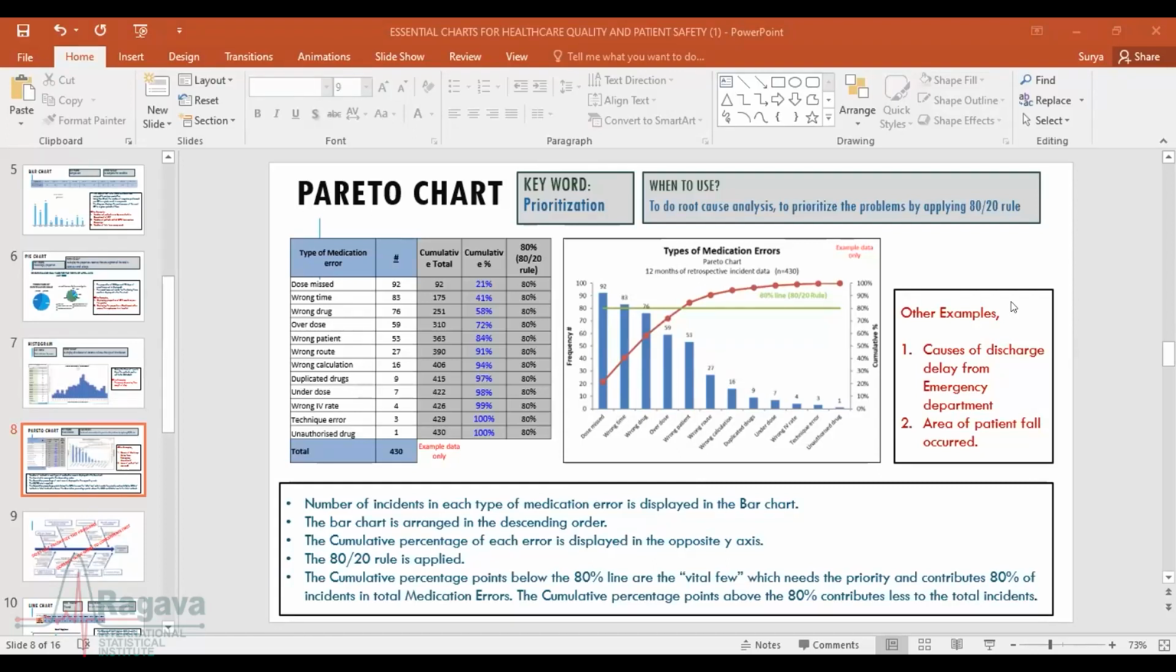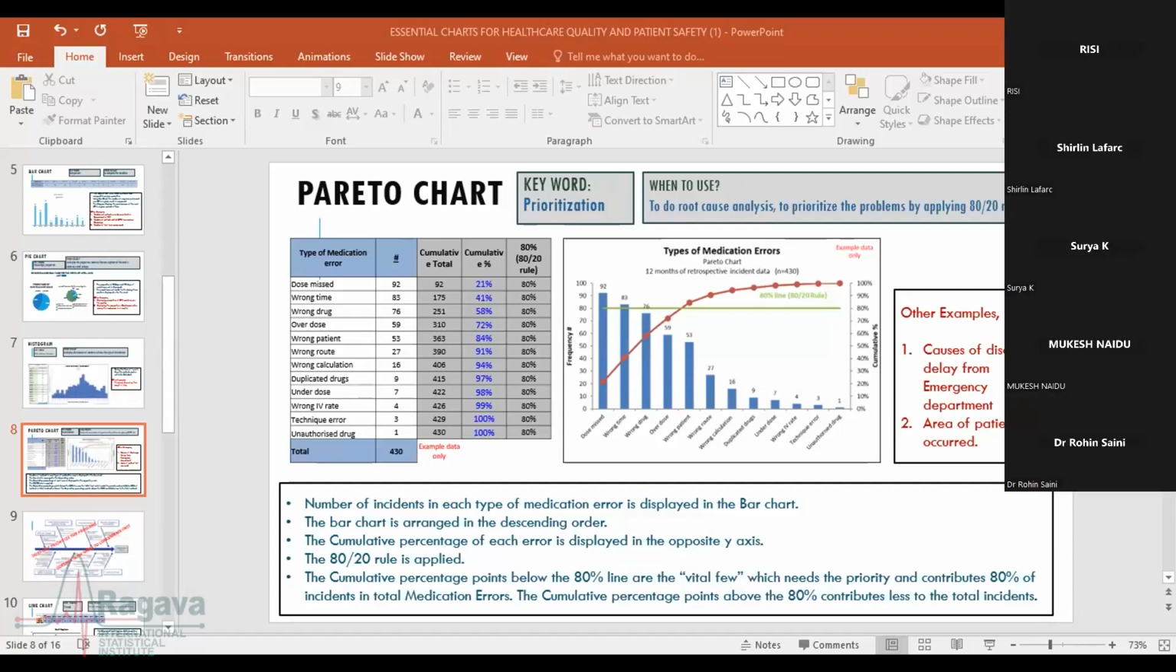The red points which fall below the 80 percent line are the vital few causes where I need to concentrate more. That is the 80 percent of the entire incidents contributing to the medication errors. The points falling above the 80 percent line are very minimal; only 20 percent contributes to my entire medication errors. So that is how this Pareto chart explains where I should concentrate more and what area we need to prioritize.